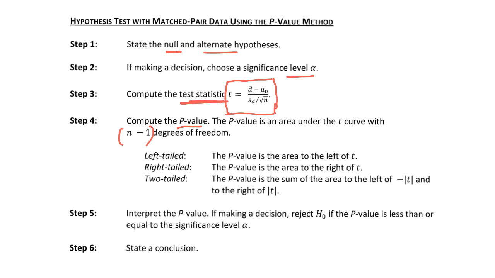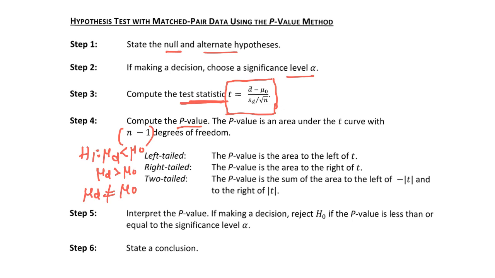So a left tail test is when the alternate hypothesis is H1: mu d is less than mu 0. That is a left tail test. If it is mu d greater than mu 0, that is a right tail test. And two tail means mu d not equal to mu 0.